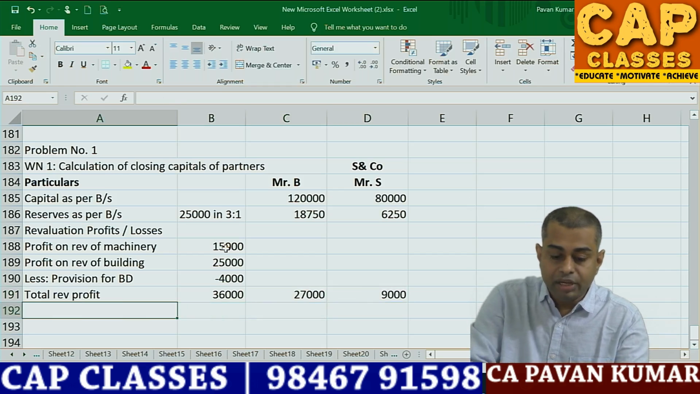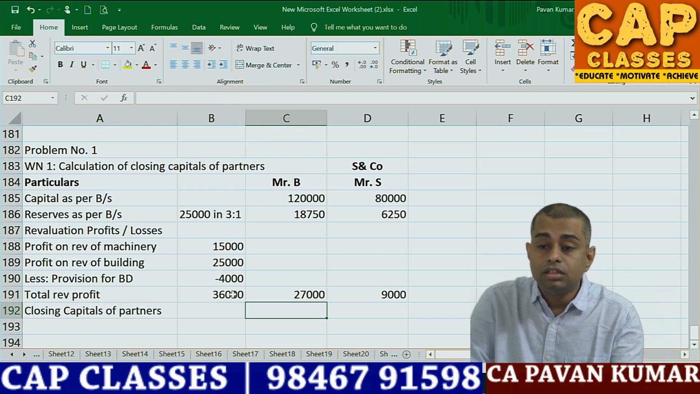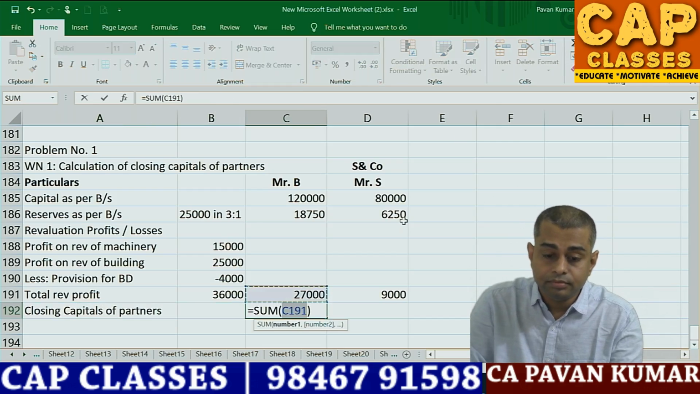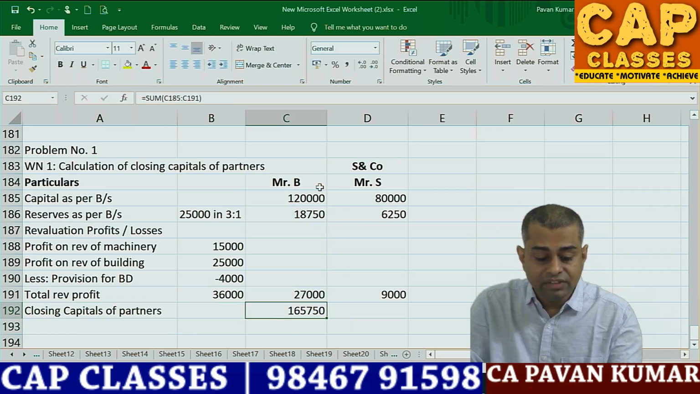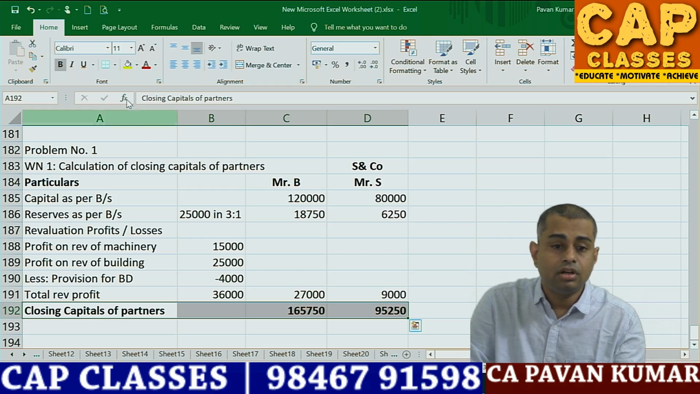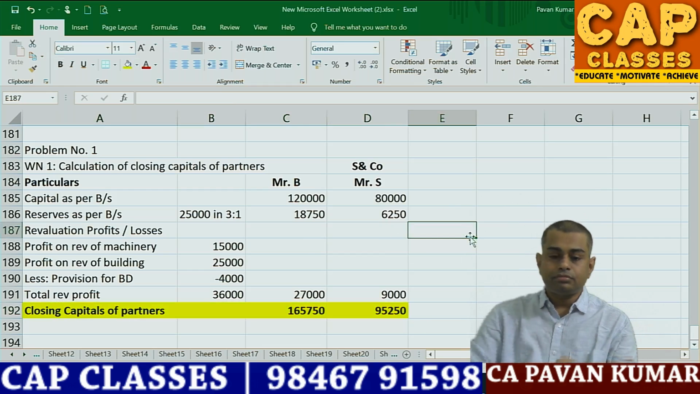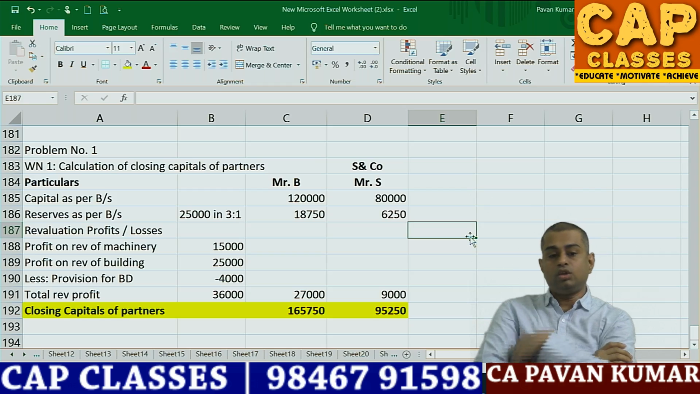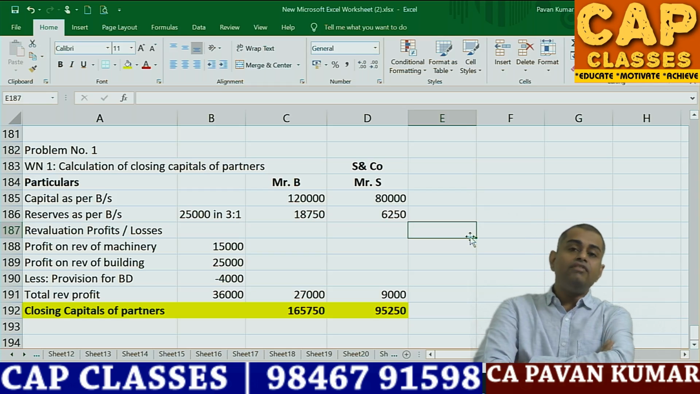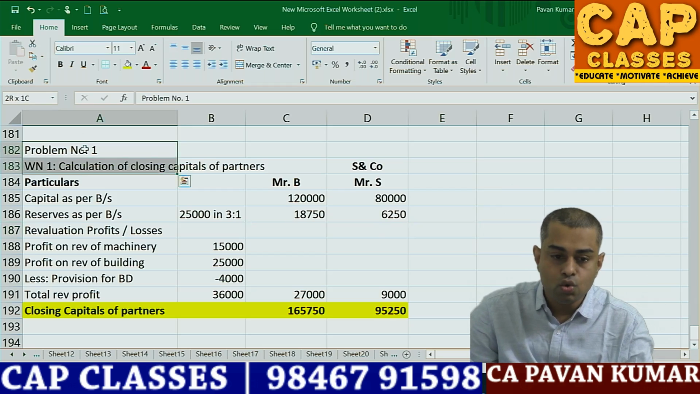So closing capitals of partners. So add these three numbers. 1,65,750, and for the other guy 95,250. Okay. So this is our working note 1. You understand this? All of you copy this. Closing capital of partners. So similarly we need to do for second firm also. The working note what we have done for first firm, we need to do the same for second firm also.